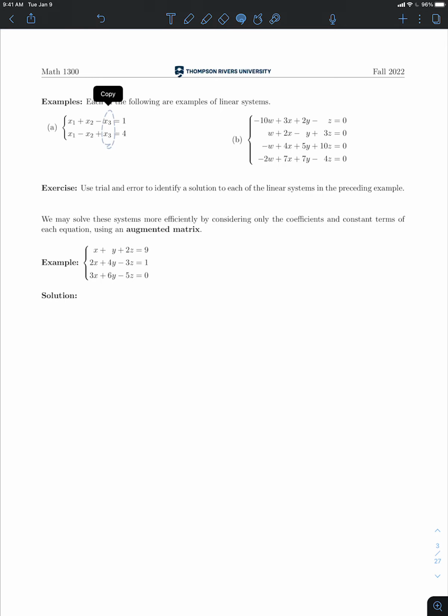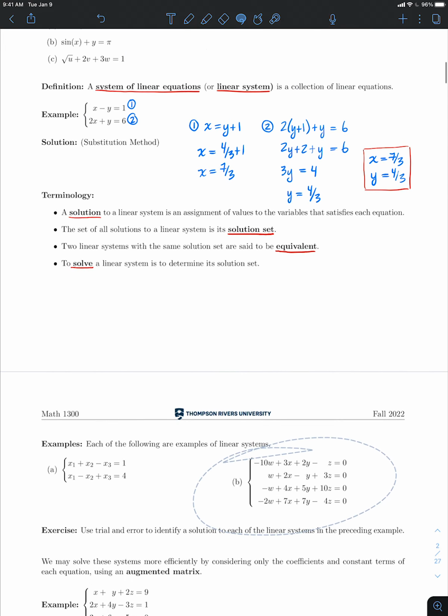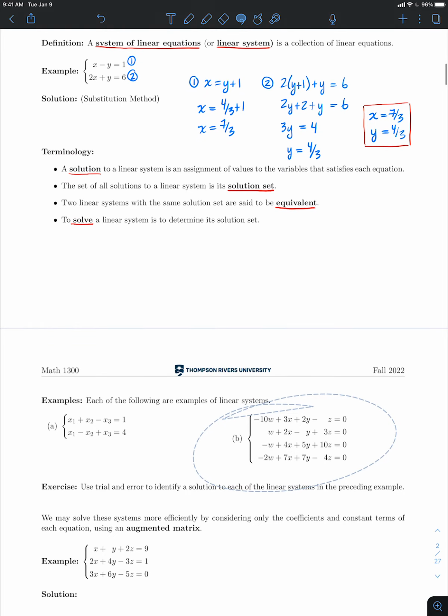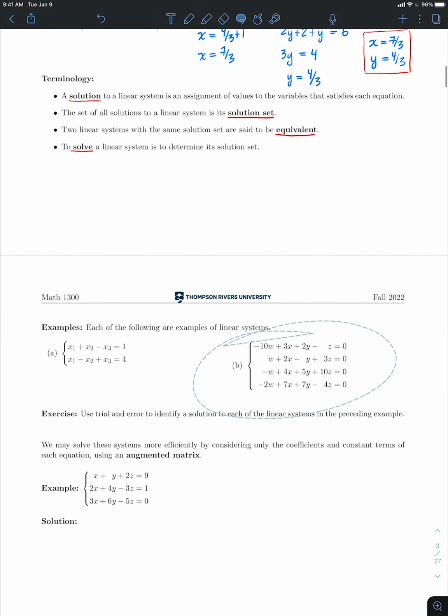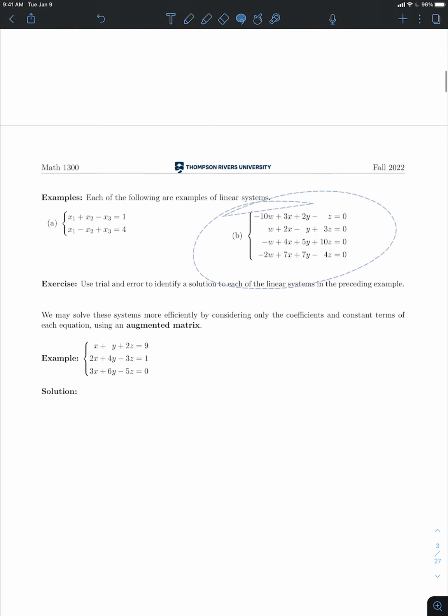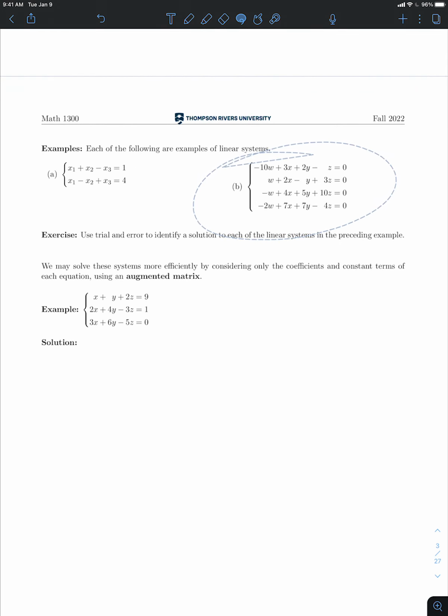Okay, back to this example. How would you solve this? Could you use the substitution method like we used for the previous example? You actually could. It would be quite a bit more work, but it is possible to do it that way. But I'm not going to actually go through that right now. And in fact, we're not going to spend much time thinking about the substitution method in this course.